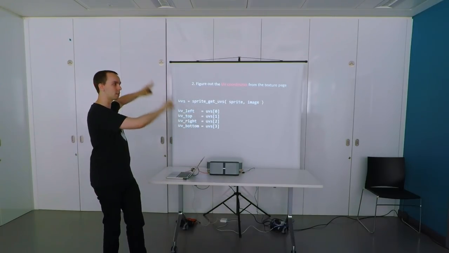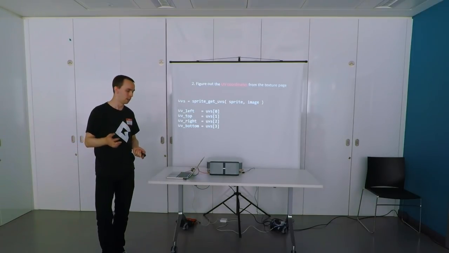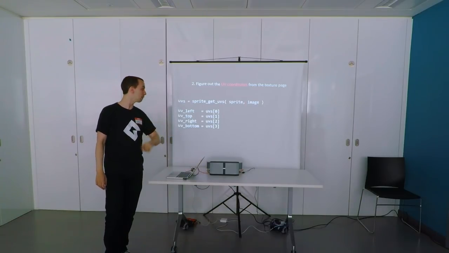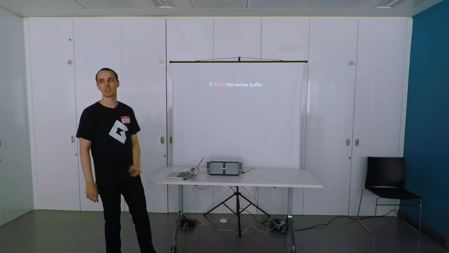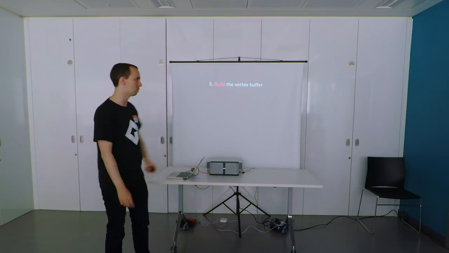So that tells us the diagonal that describes the sprite in this case. Okay, that's not too bad. Thanks, GameMaker, for providing this function. It would be impossible to do this without that function. Next, we're going to build the vertex buffer. And this involves quite a few steps, but they're kind of repetitive and kind of simple. So let's go through it.